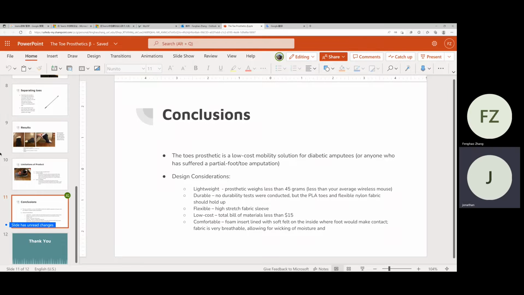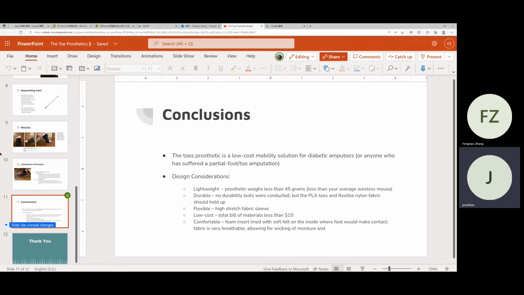The durability: no durability tests were conducted in this, but the PLA toes and the flexible nylon fabric should be able to hold up with regular use. The flexibility: it is made from a high stretch fabric sleeve that can stretch very well and is very flexible. It is low cost because the total bill of materials was less than $15, which is very affordable compared to the hundreds or thousands of dollars used in a conventional prosthetic.